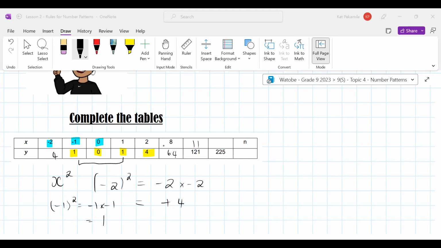I still can't hear Tammy. That's 11, guys. And let's go to 225. What times itself is 225? 15, guys. And how do we represent that with n? This is the next lesson, but I want to see. You just say it's n squared. So whatever n is, you just square it.